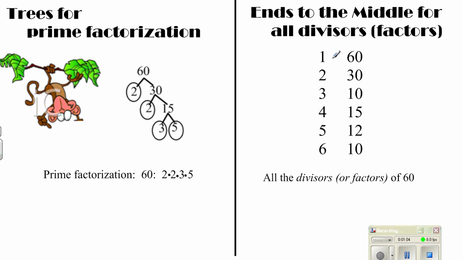Now on the right side is another method for factoring, and I call it ends to the middle, because you start with 1, and then of course 1 times 60, and then you go to 2 times 30, 3 times 10, and eventually these numbers are getting closer and closer together until you get to the last 2 factors of 60, which are 6 and 10. We know 7 doesn't work, 8 doesn't work, 9 doesn't work, and now you're at 10, so you're done. So I call that ends to the middle.